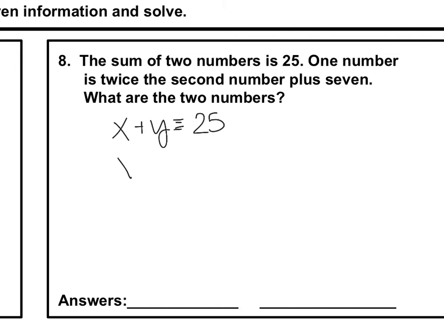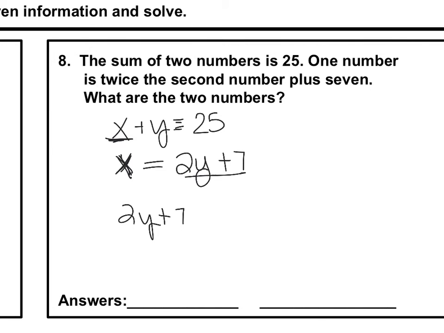So x equals twice the second number, 2y, plus 7. Alright, so since I have a variable isolated, I'm going to use substitution and replace the x in this equation with 2y plus 7. Alright, so that represents my x plus y equals 25.